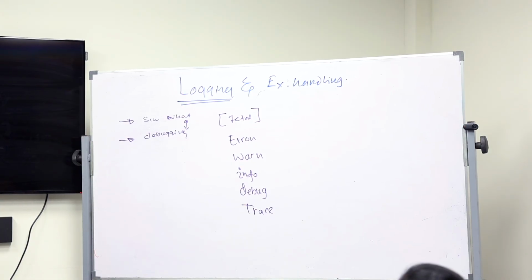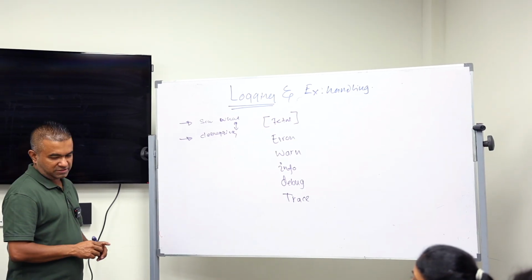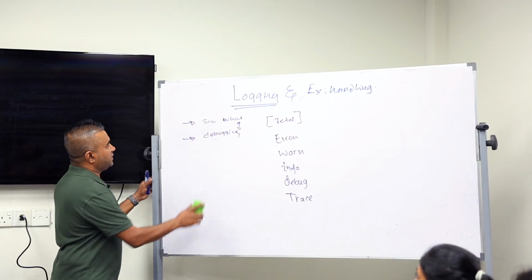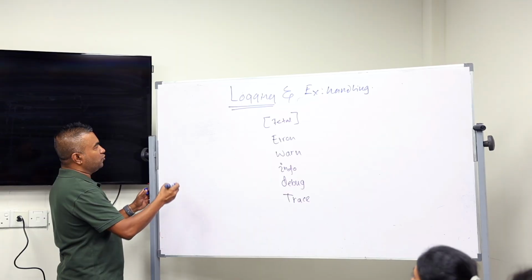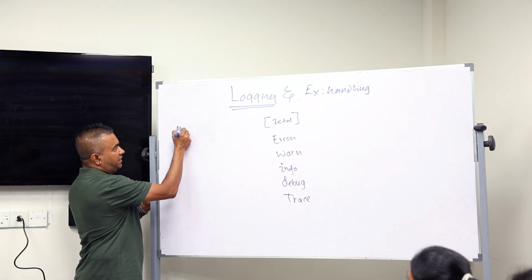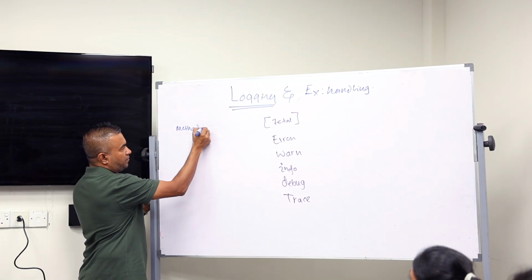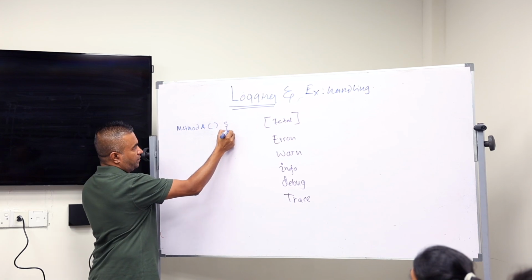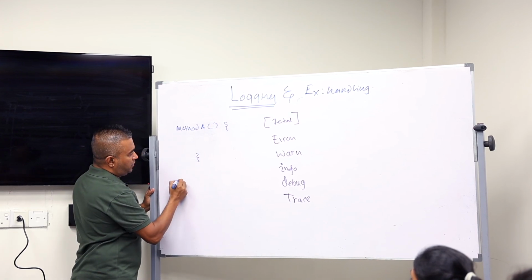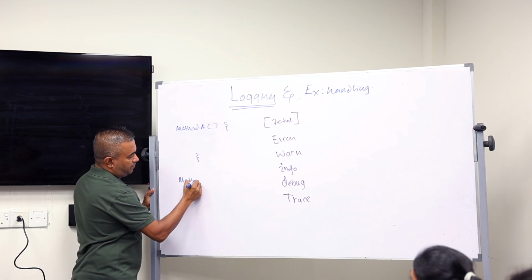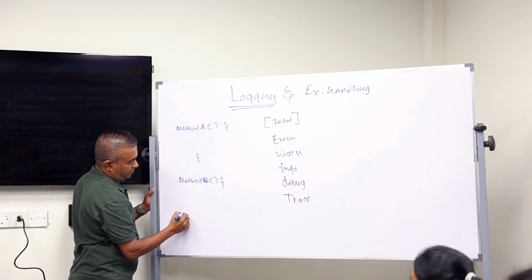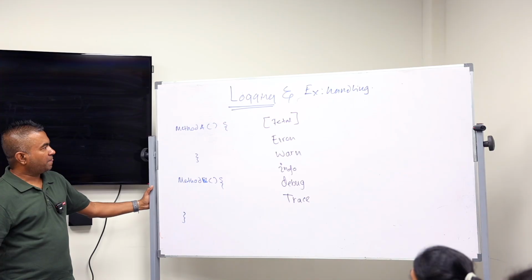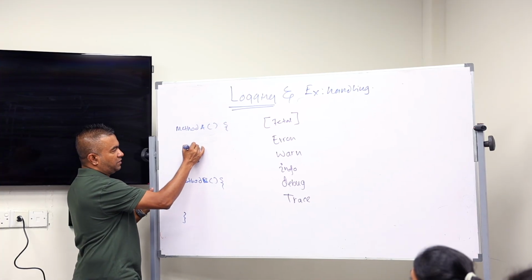So here is how this works. I'm going to erase this part to show you. Let's say in your code you have a method A, and you have a method B. Inside method A, we call method B.